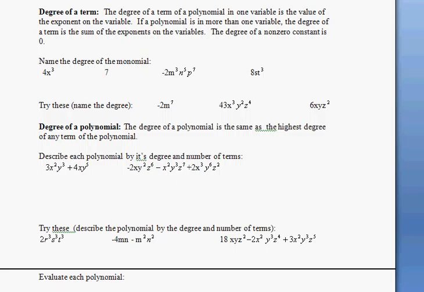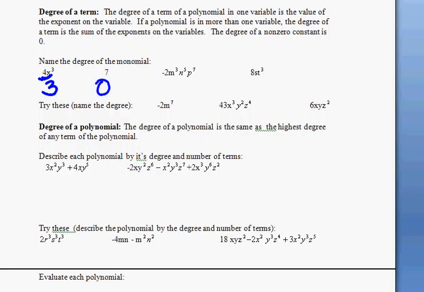So we want to look at these next couple and see what our degrees are. That's a one-term polynomial, or a monomial. It's in one variable, so the degree is the power on that variable, meaning the degree is 3. The next one, 7, is a constant term. We said just a minute ago when we were defining it that the degree of a constant term is 0, so the degree of that monomial is 0.